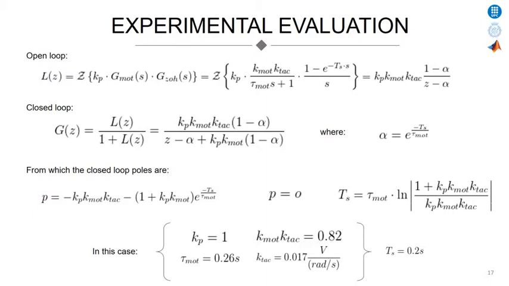Once the expression of the pole is obtained, we will equate it to 0, since the system will start to oscillate at that exact point. In this case, evaluating the equation with our parameters, we obtain that the system will begin to oscillate at 0.2 seconds of sampling time.